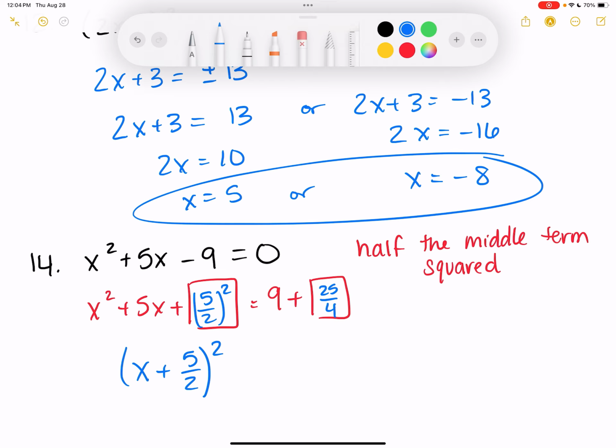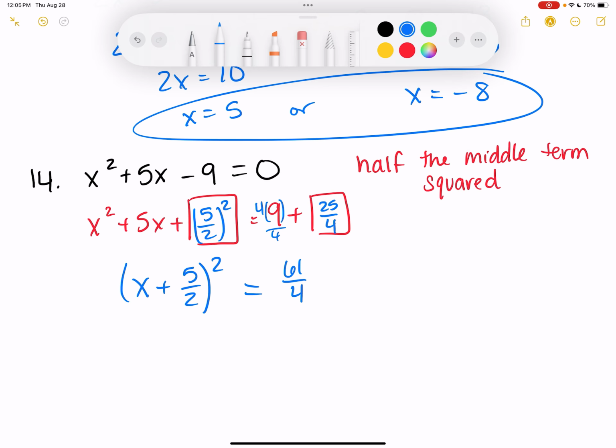Where did the 5x go? Huh? What do you mean, where'd it go? I factored, so it's gone. If I remultiply this through, it should equal this. Equals over here. I'm going to get a common denominator to make my life easier. So I'm going to multiply this by 4. So I've got 36 plus 25 is 61. 61 over 4.